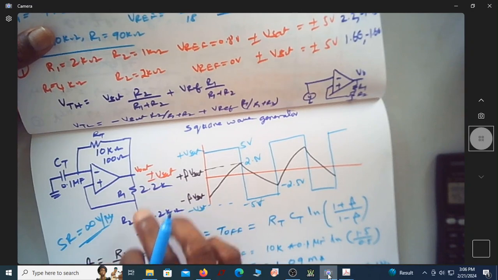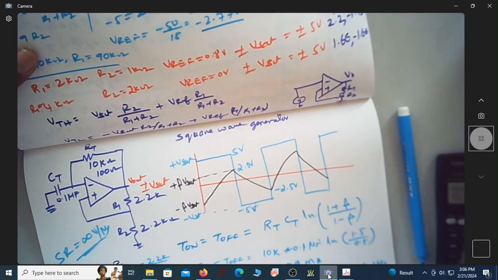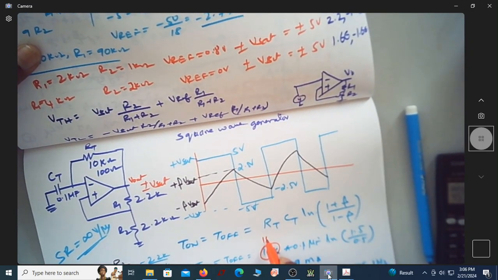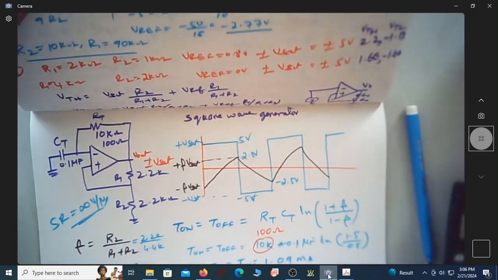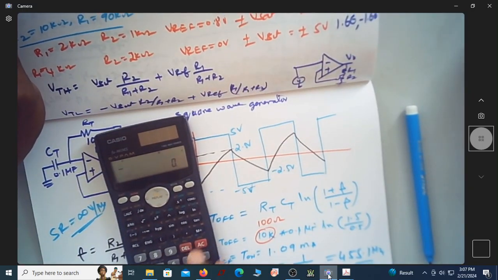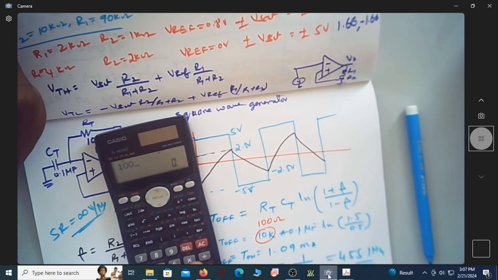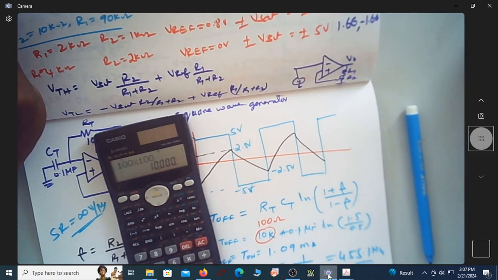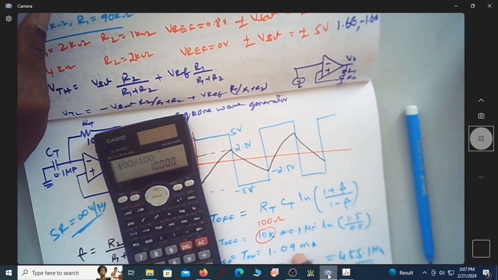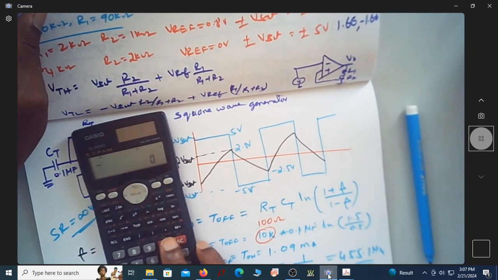Okay, let us repeat the same thing with 100 ohm. If it is 100 ohm, what will happen? The frequency will increase. You are reducing the resistance by how many times? So maybe 100 times. 100 into 100 was 10k. You are reducing it by 100 times.